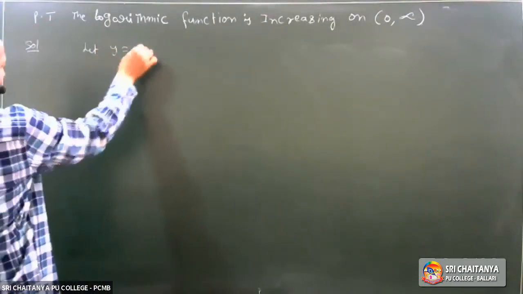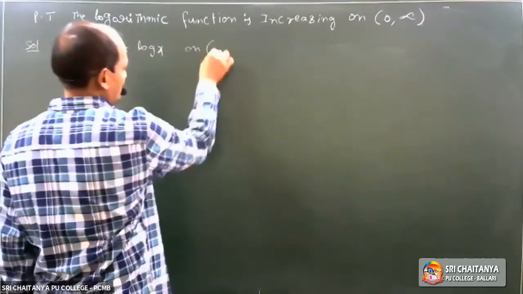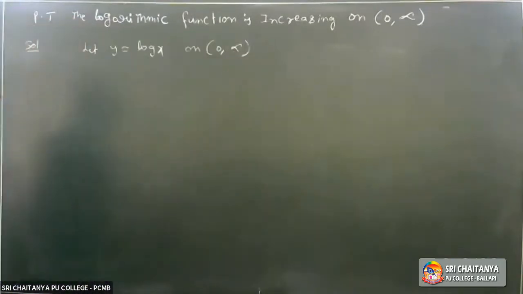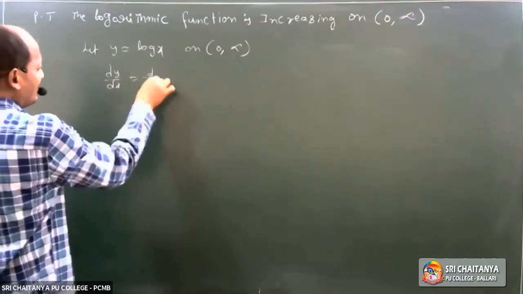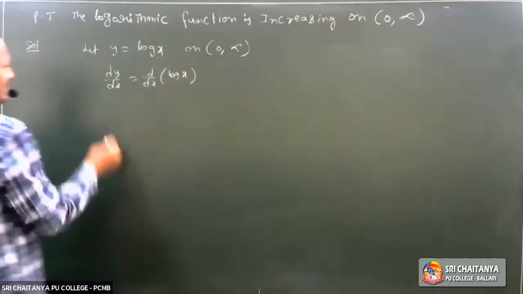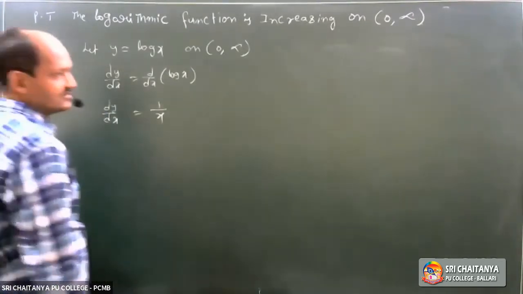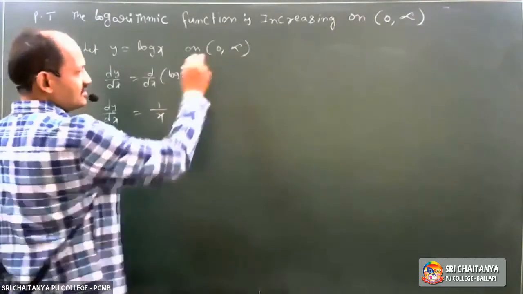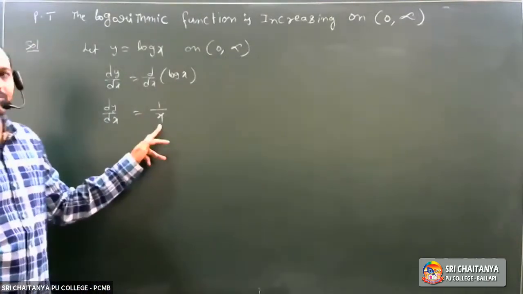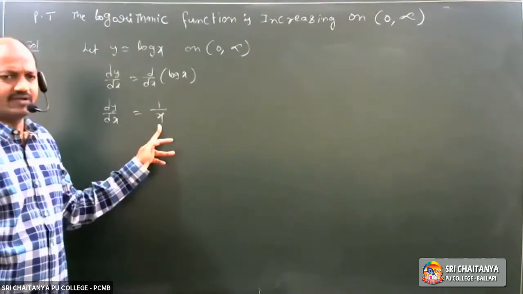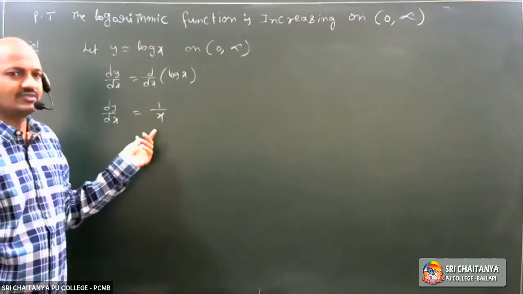Let the function y is equal to log x on 0 to infinity. What about the derivative of log x? dy by dx, the derivative of log x, is equal to 1 by x. In between 0 to infinity, it is only positive values. So 1 by any positive value, we get a positive result, never negative.